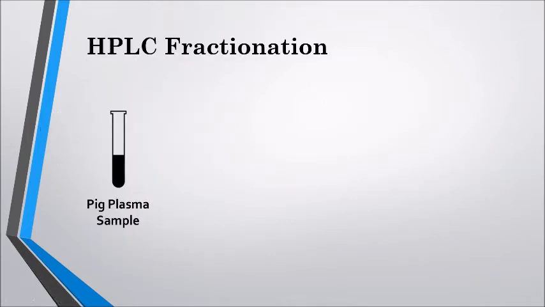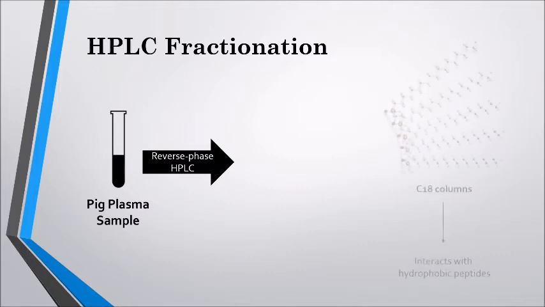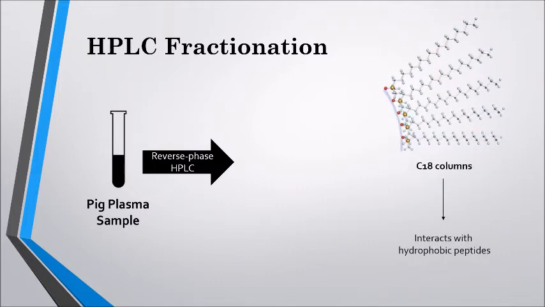After trypsin digestion, the pig plasma was subjected to reverse phase HPLC fractionation to separate the peptides in the pig plasma sample based on hydrophobicity. C18 columns were used. These columns will interact and bind with the hydrophobic peptides. Hydrophilic peptides will pass through easily. In contrast, normal phase HPLC column has no hydrocarbons attached to the beads. These columns will interact with hydrophilic molecules instead.